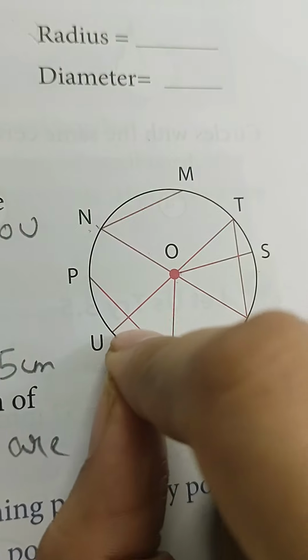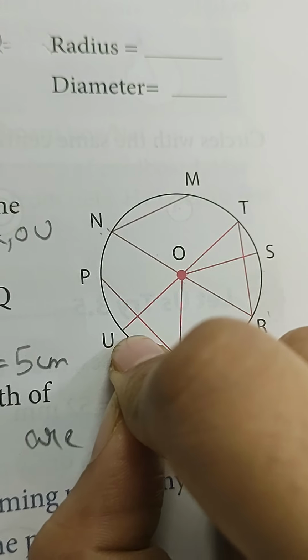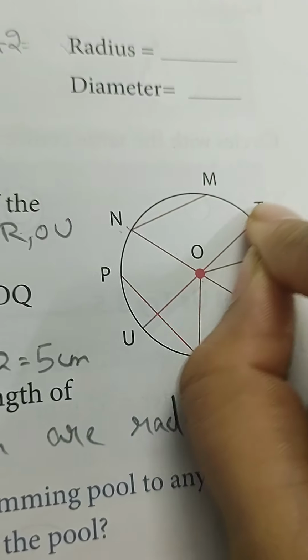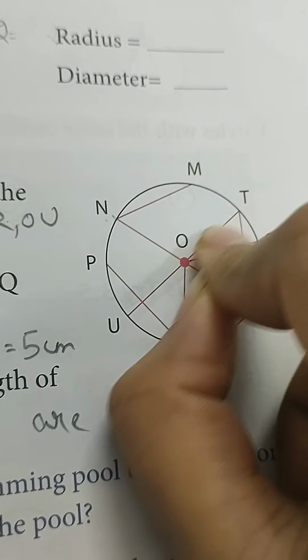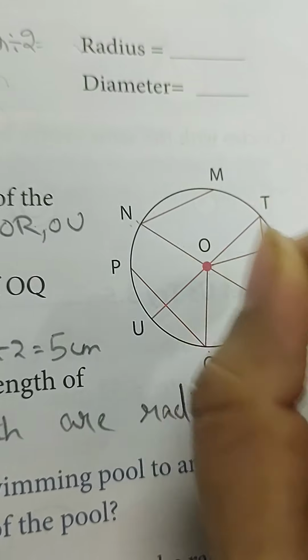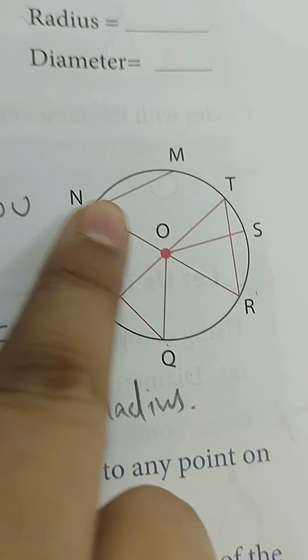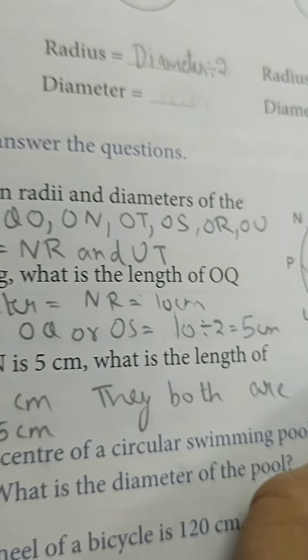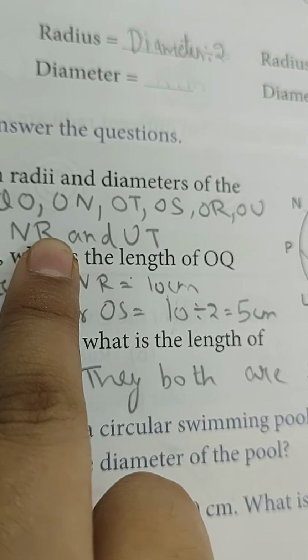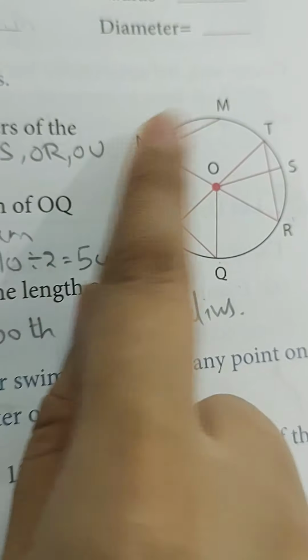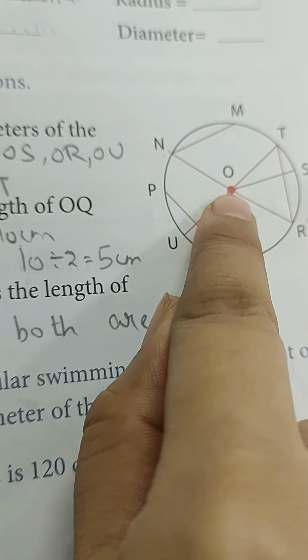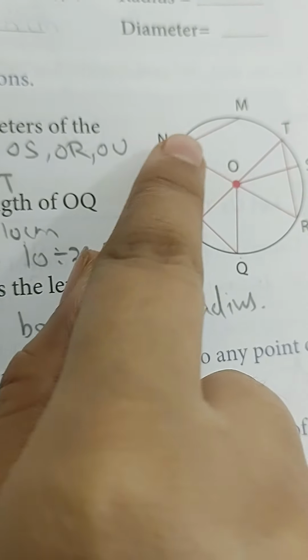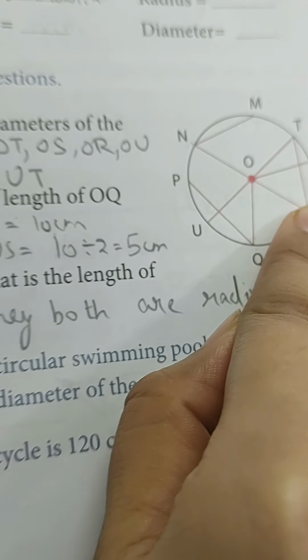Now we have to find the diameter. So the diameters here are TU, passing through the center and joining two points of the boundary, and RN. These two diameters are there only. RN or NR you can write, or UT, because this is the center. It is passing through the center and joining 2 points of the boundary.